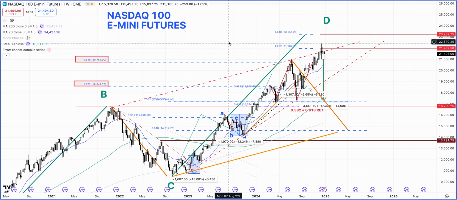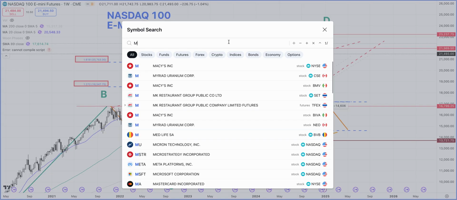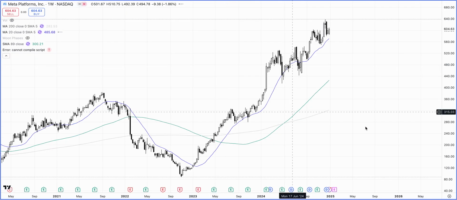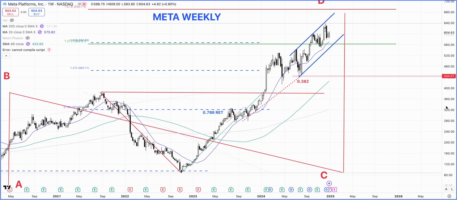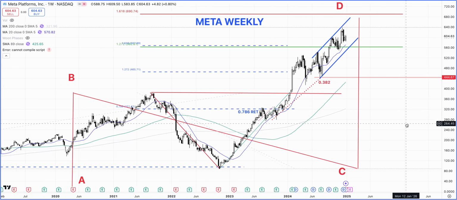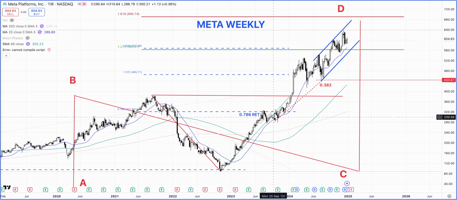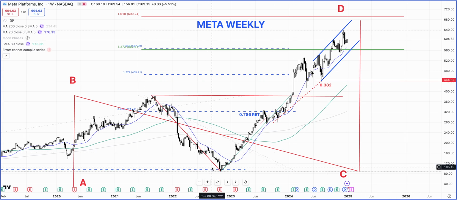Now, future chart. So now we will actually take a look at some of the individual stocks that we like to follow. So I'll start by taking a look at Meta. So this is the former Facebook. Now it's called Meta. And you can see that Meta is actually pretty strong. It's a pretty strong stock. It had a massive 78.6% retracement right here.